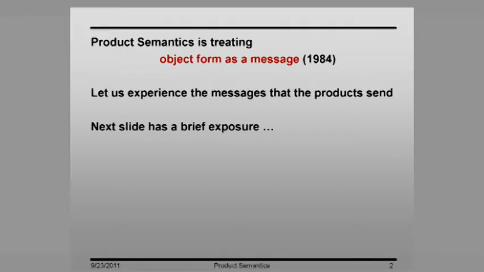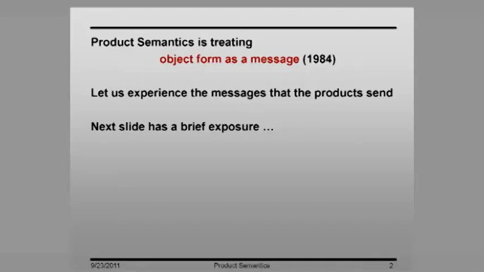In the recent past, things have changed and people started looking at a new logic for form. It started with a new area called product semantics, which the first paper on this came in 1984. So it's about 25 years old now. One of the major differences between the way designers were handling form and the way designers now should handle form is that they insisted that you should treat the object as a message. That means one of the responsibilities of the object, the form of the object, is to communicate.